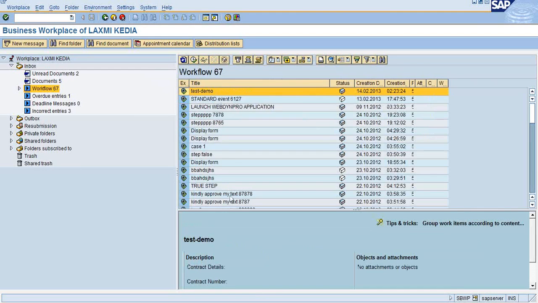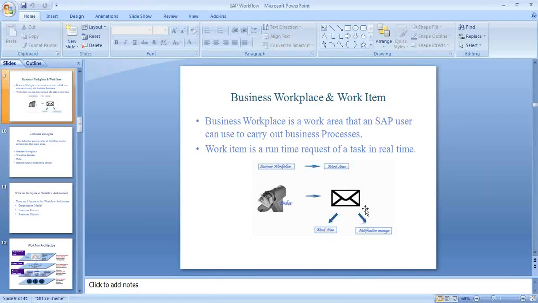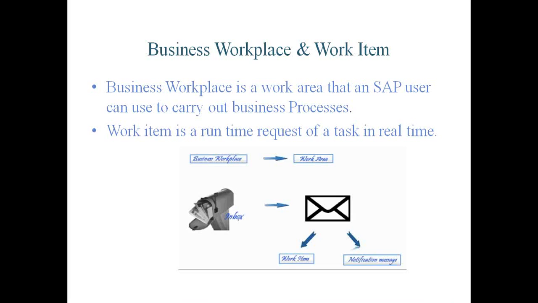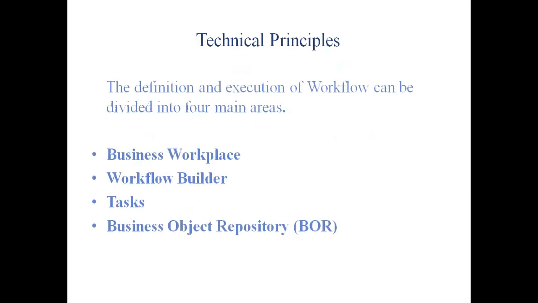In the business workplace, whatever is present in the workflow tab are called dialog work items. Dialog work item means that the user has to take some action on these work items. So this is all about business workplace and work item. More about work items will be discussed in detail in regular classes.